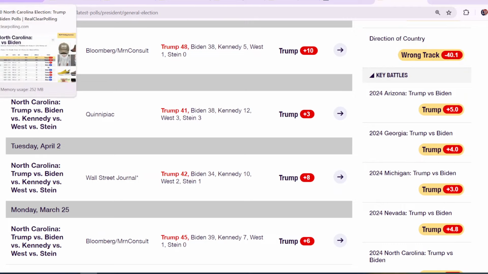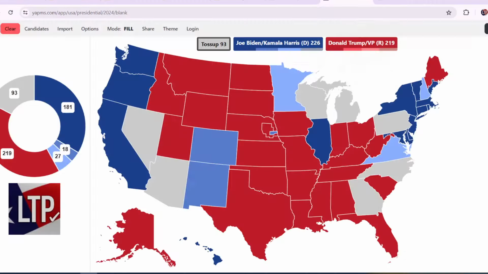And then we apply the polling error from 2020. It underestimated Trump in the state by 1 percentage point, so he's actually winning North Carolina by a likely margin of 7 percentage points. So when you apply the polling error of 2020 and you apply that to the 2024 polling averages, Trump is winning North Carolina by a comfortable margin of a likely margin.